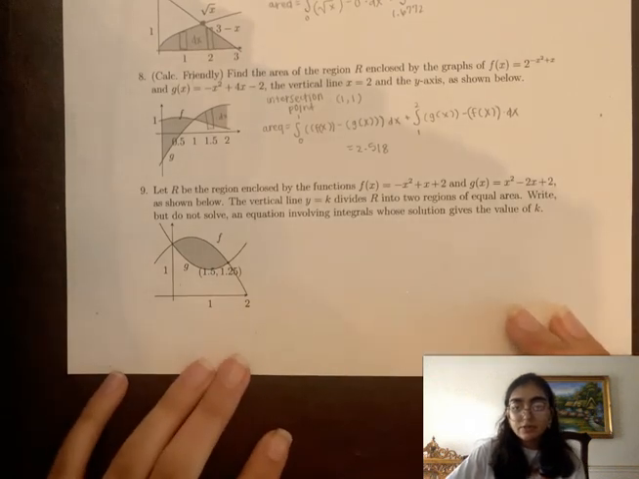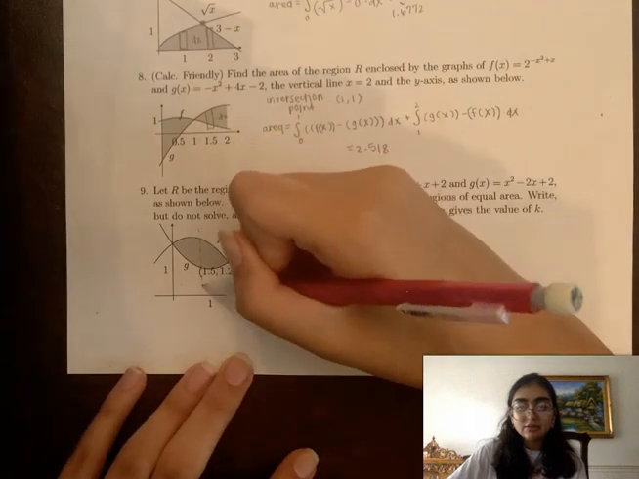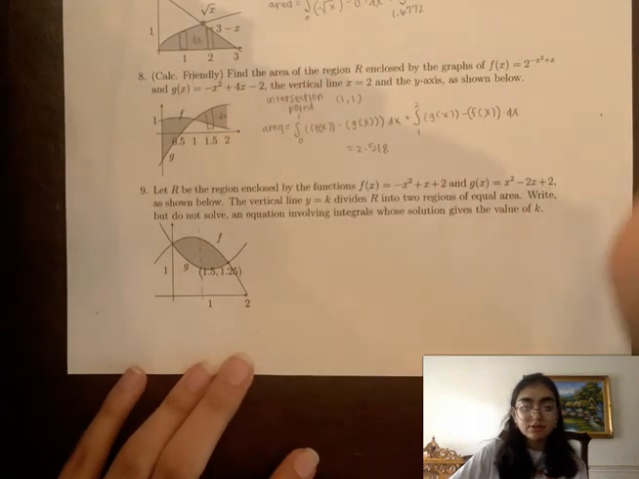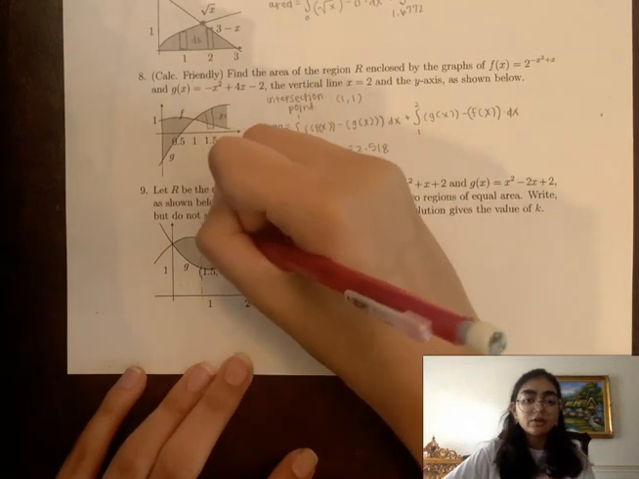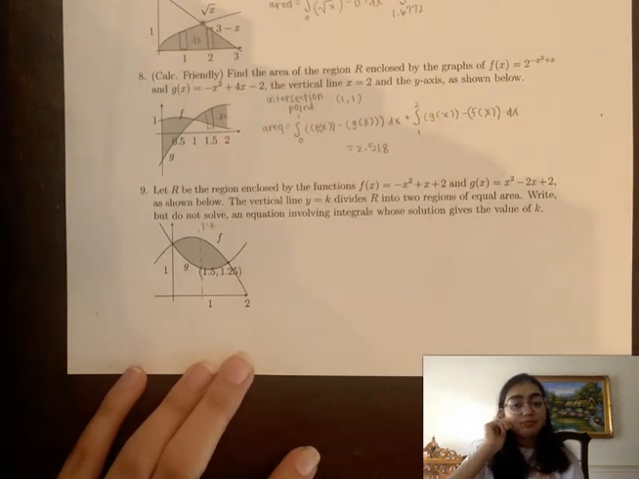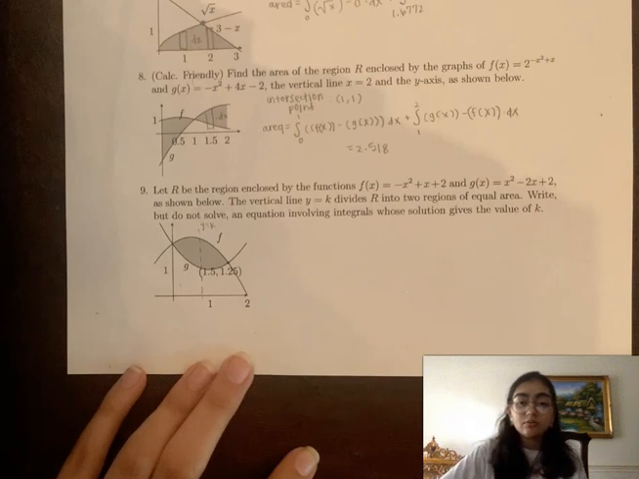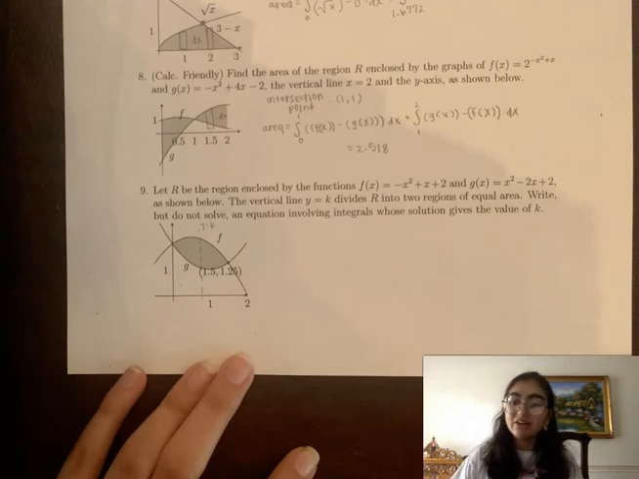So the thing that I like to do is just go ahead and kind of draw this line. It doesn't have to be perfect, but it has to look kind of somewhere in the middle, just to help you. And you're going to label that line y equals k, as it says in the problem. So that's your vertical line that divides R into 2 regions of equal area.